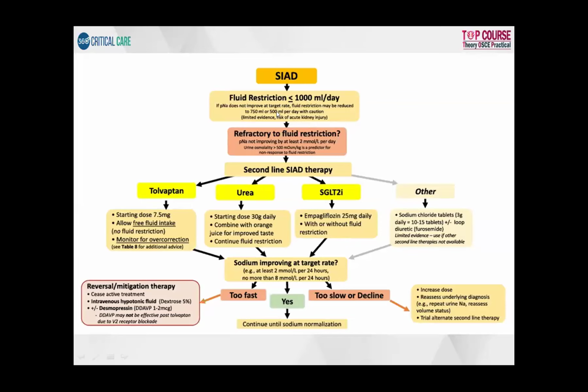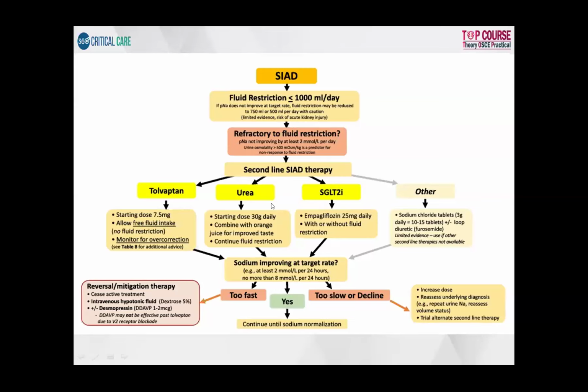Okay. With the fluid restriction also, if there is persistent hyponatremia, then you can try your second line therapies only if the patient has mild to moderate symptoms. So as I told, you can use 3 drugs: tolvaptan, urea and SGLT2 inhibitors. Tolvaptan, the initial dose can be started as 7.5 mg, and when you give tolvaptan, you can allow free fluid intake, means there is no requirement of fluid restriction.